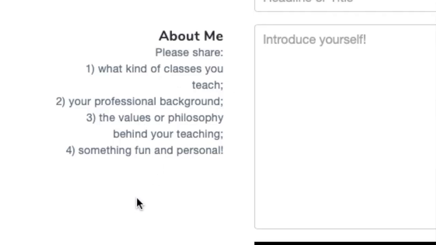In this section, there are a few questions Outschool wants you to discuss. If we go to the teacher profile here, you can see it asks you what kind of classes you teach, your professional background, the values or philosophy behind your teaching, and then something fun and personal. So what I like to do in this section is I make a small paragraph about each. I have a small paragraph identifying some of the classes I like teaching. Then I leave a few spaces. The next paragraph will talk about my professional background.